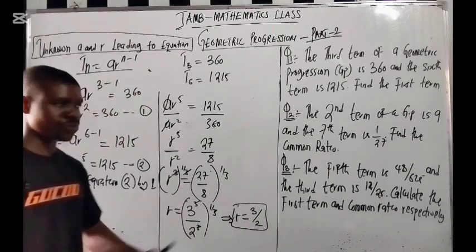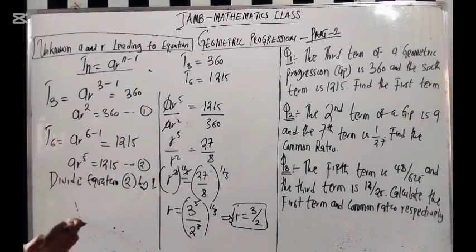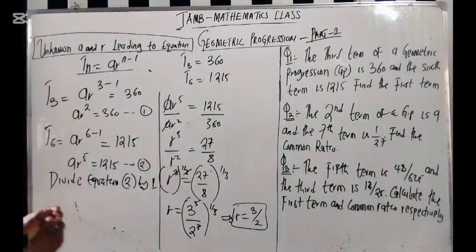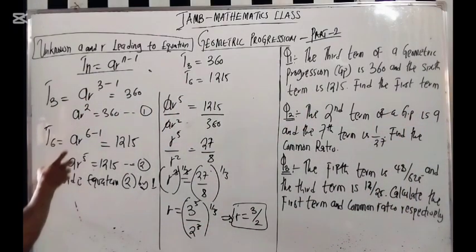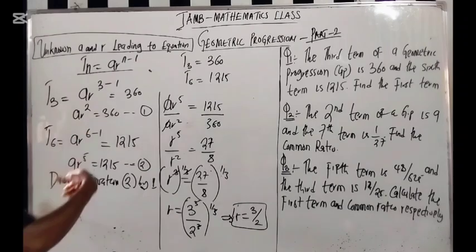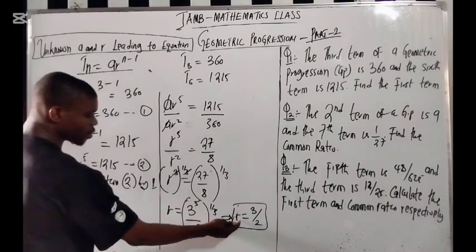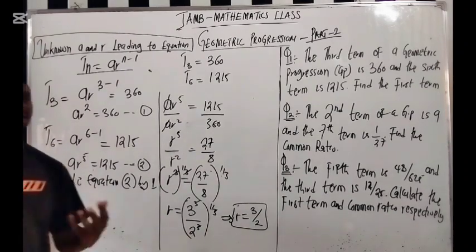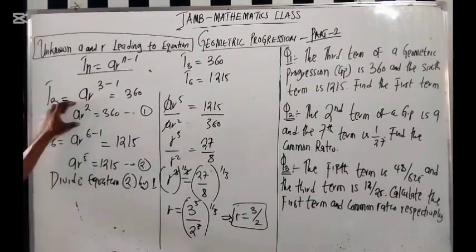It's 3/2, right? That is it. Now, because it says we will calculate the first term, how do we calculate the first term? It's very easy. We are going to use my first equation to calculate the first term, because I already know the common ratio. I can use either equation 1 or equation 2, but I will use the one that is easier for me. So I'll go with equation 1.